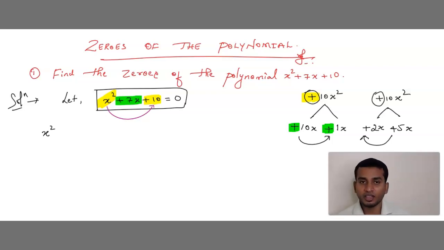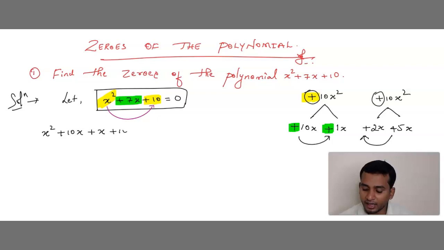Here plus 2, plus 5. Forget about plus, just see the number. Here 10 and 1. Which is bigger? 10 is bigger. Then you take plus 10x. Don't see plus or minus, just see the value. That is, 10 is bigger. So I will put plus 10x. Okay, next I will take plus 1x.